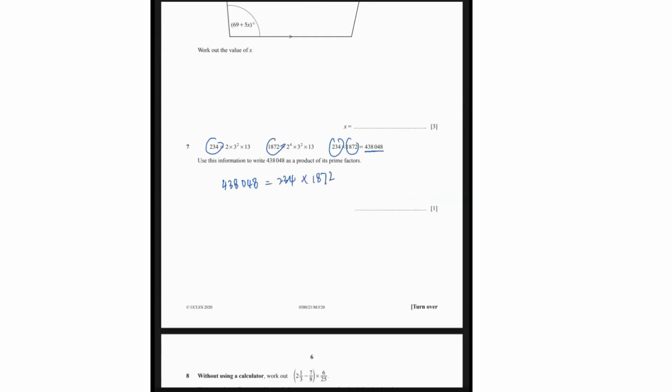Now, given in the question 234, I can write it as 2 times 3 squared times 13. Okay, and then 1872, I can write it as 2 power 4 times 3 squared times 13. Then you use your law of indices, just combine the same base. So 2 and 2 to the power 4, I can write as 2 to the power 5. 3 squared and 3 squared, I write as 3 to the power 4. 13 times 13 is 13 squared. So that's your answer. Okay, 1 mark question, you can just write your answer. I write out the working just for you all to follow.